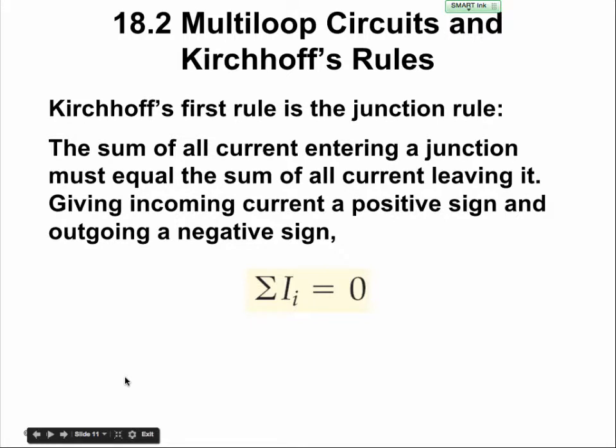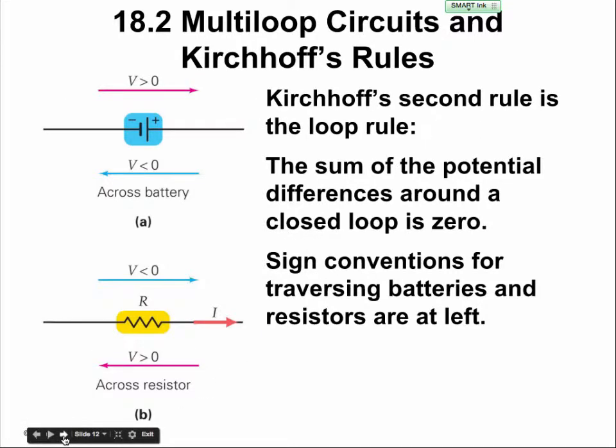So Kirchhoff's first rule is the junction rule, and basically the sum of all currents entering into a junction must equal the sum of all currents leaving a junction, giving the incoming current a positive sign and the outgoing a negative sign. We'll use that in some of our homework.